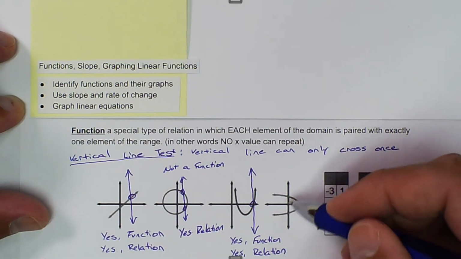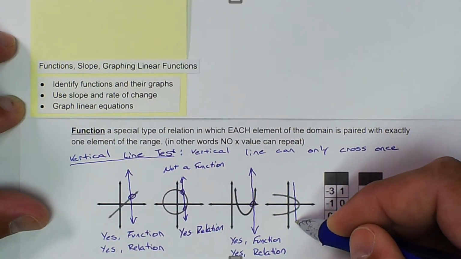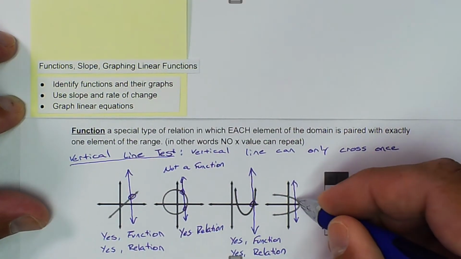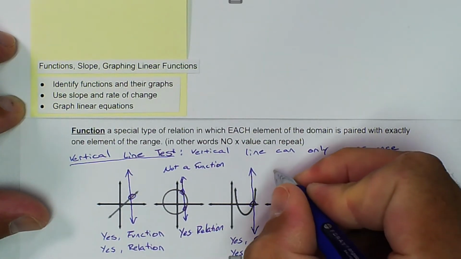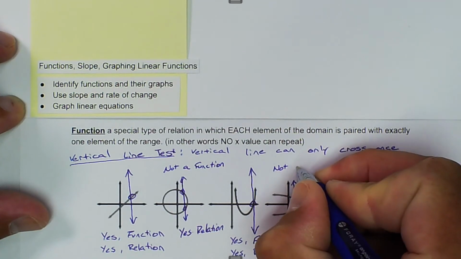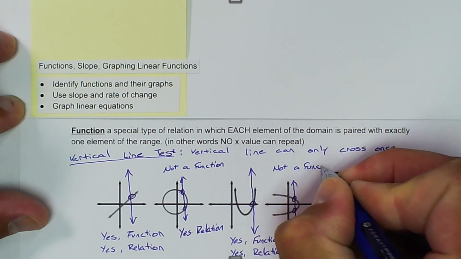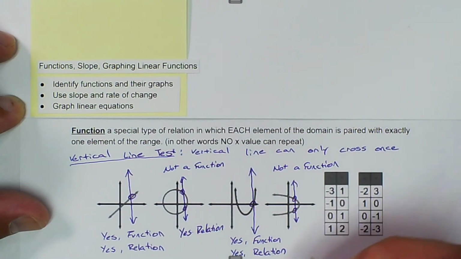And then we look at our last example of a graph, and we can draw our vertical line, and we can see that it crosses two times. So this is not a function. But yes, it is a relation.